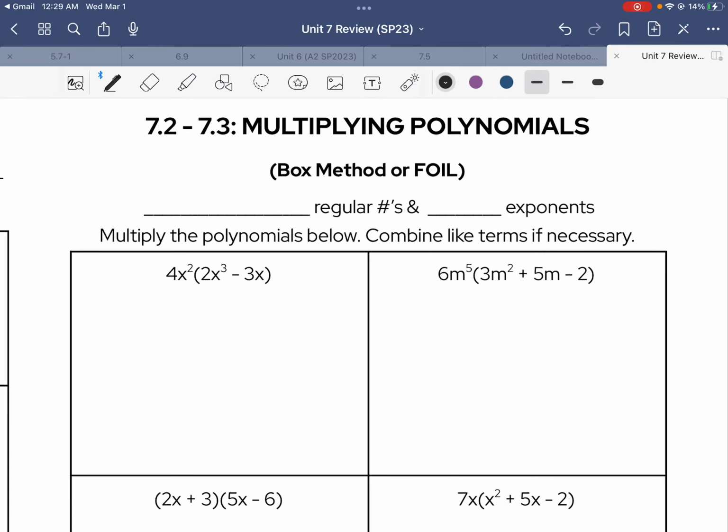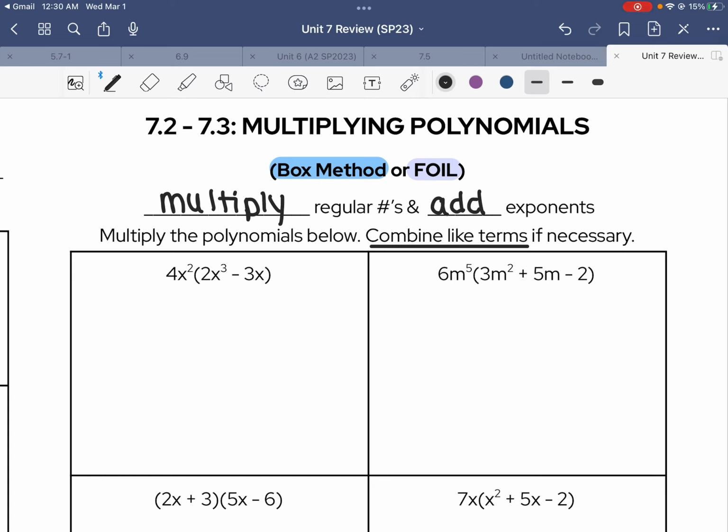Let's talk about how to multiply polynomials. There are two methods that we have talked about on how to do this, and that is either use the box method or FOIL. I'm going to do one of each for you, and you can take your pick. But no matter which one you use, you are going to end up multiplying your regular numbers, which are the ones that are regular sized, and adding your exponents as you go. The second piece of this, after you've already multiplied, is you have to make sure that you combine any like terms that you see.